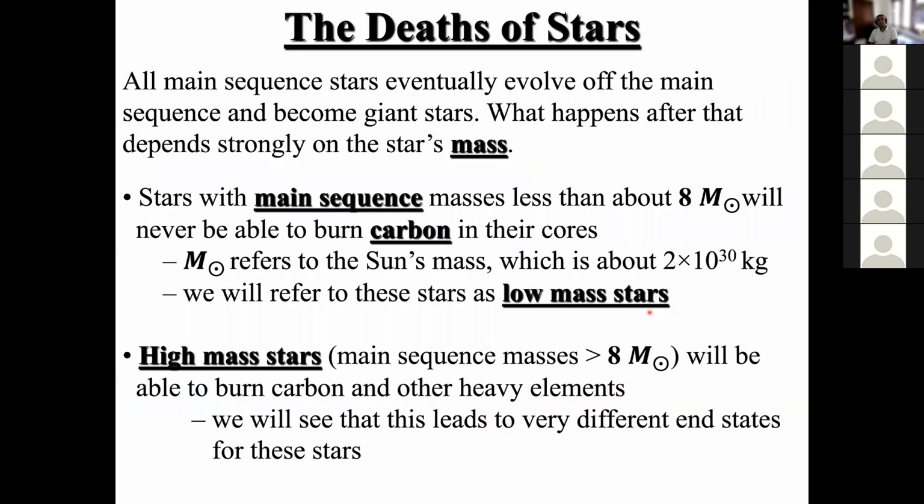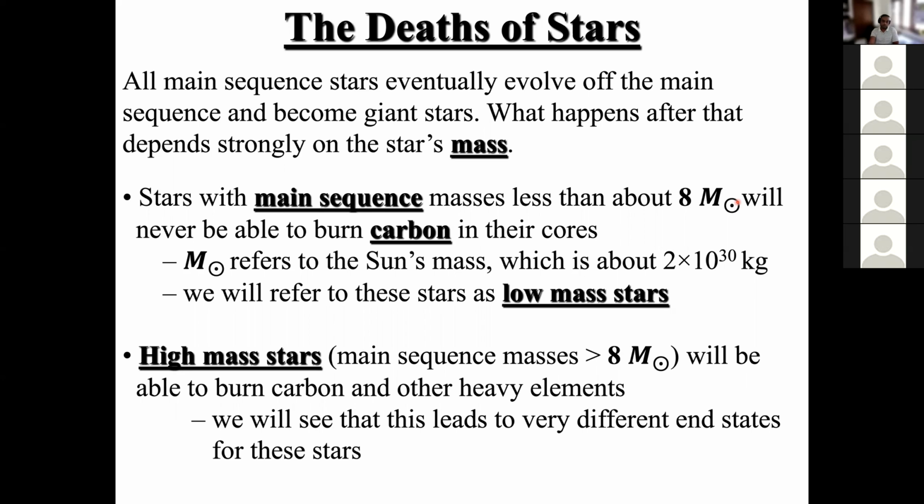Right. Now, after this burning helium into carbon, once again for the low mass stars, that is, stars with main sequence masses less than 8 solar masses, and this symbol right here represents the solar mass, they will never be able to burn carbon in their cores, right? Because you know that carbon is a bit heavier than hydrogen and helium. If you need to convert carbon into another heavy metal, you need even higher temperature.